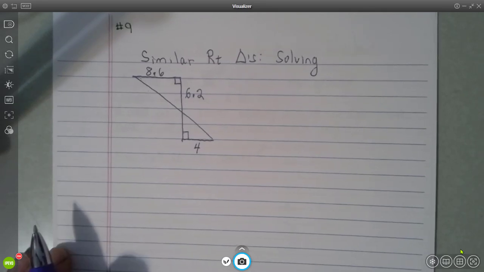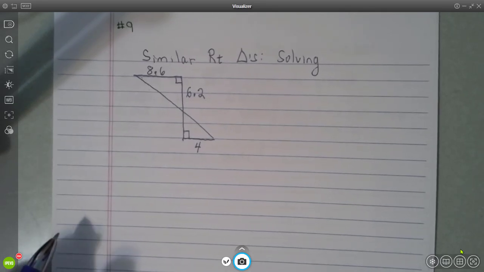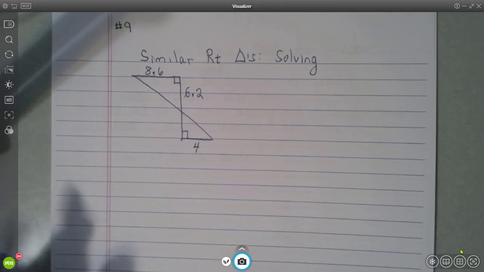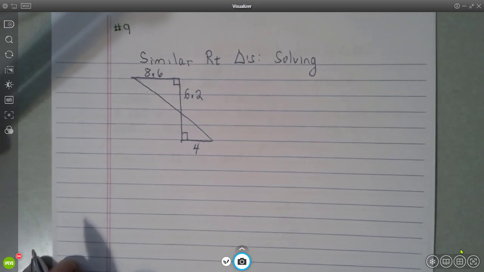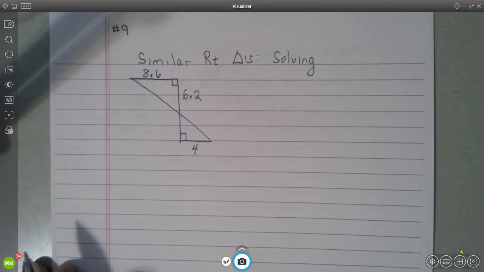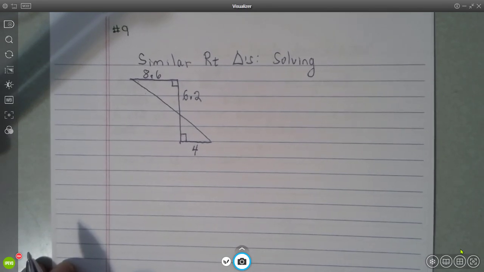In this quick tip, we want to describe how to solve similar right triangles, making use of our knowledge of trigonometry. Just a quick reminder, two triangles are similar if they have the same shape, but not necessarily the same size.